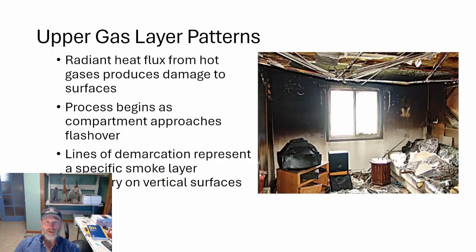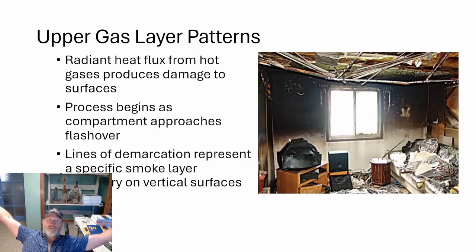So upper gas layer patterns: radiant heat flux from hot gases produces damage to surfaces. The process begins as the compartment approaches flashover. Lines of demarcation represent a specific smoke layer boundary on vertical surfaces. So take a look at this. Once again, this is not a compartment that reached flashover conditions. You can tell from the furniture and the floor, the furnishings aren't charred, but there's clearly a boundary line.